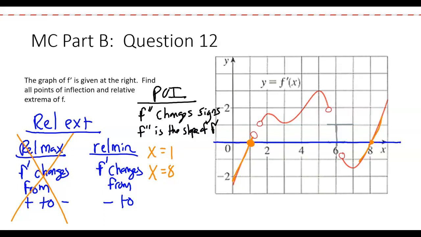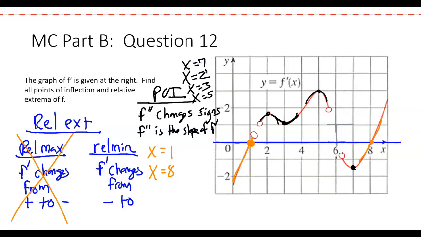All right, let's see. So where does the slope change? Well, the slope changes right here. We go from a positive slope to a negative slope there. So we would have a point of inflection at x equals 2. Here's another change. We go from a negative slope to a positive slope there. So that's at x equals 3. And up here, we go from a positive to a negative slope, so that's another one at x equals 5. Lots of points of inflection here. And then we have another one down here at 7. So there's lots of points of inflection.